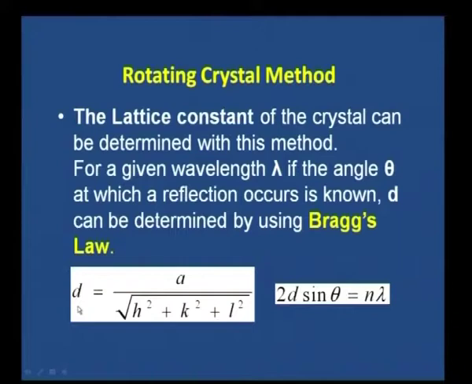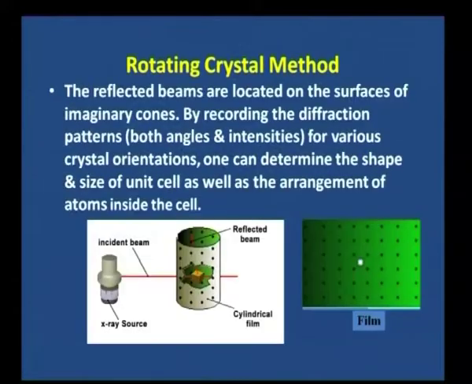So, if you know the Miller indices hkl and d, a can be determined. That is what I would like to tell you from this slide. 2d sin theta equals lambda is the well known Bragg's law, so d can be determined using Bragg's law. The known d can be substituted here, and knowing hkl you can determine a. That is the sum and substance of this slide. So, this is the rotating crystal method, as I told you.